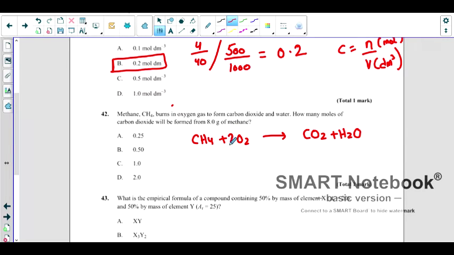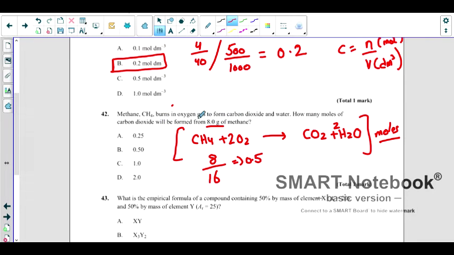If you balance it, you have a 2 here and you have a 2 here. Now it is asking how many moles of carbon dioxide will be formed from 8 grams of methane. Convert 8 grams into moles, because the equation shows you the relationship in moles. So if you have grams, first convert it into moles. So 8 over 16, which is 0.5, because 16 is the molar mass.